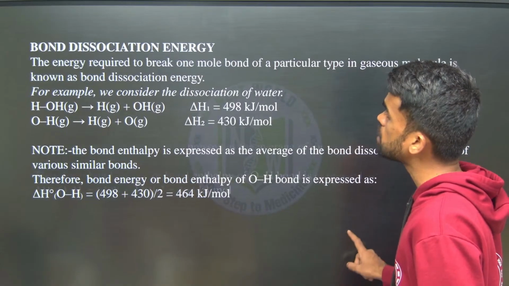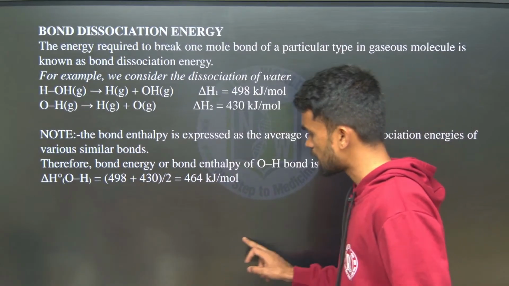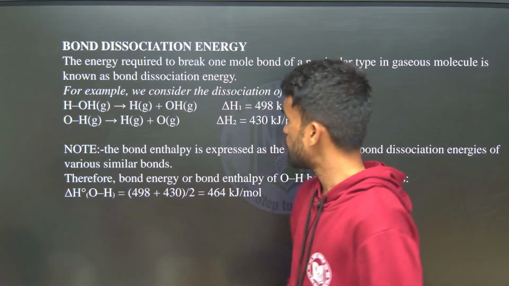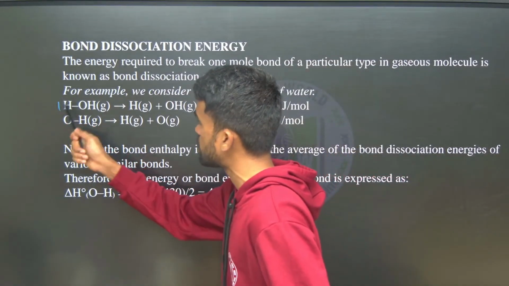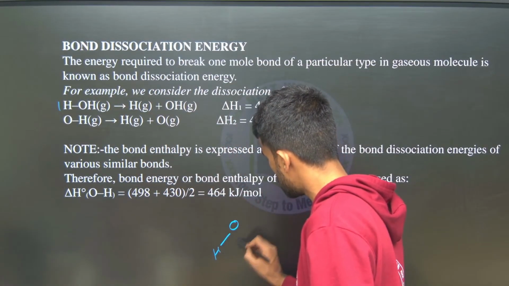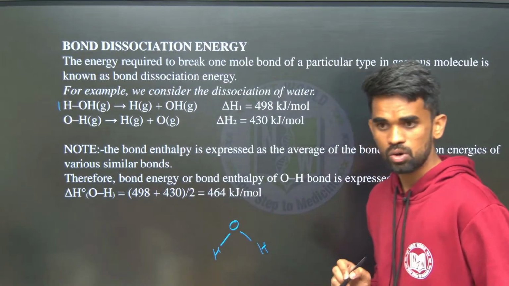Next we have bond dissociation energy. See what exactly bond dissociation energy means. You take 1 mole of any substance. So for example, 1 mole of water molecules. So 1 mole of water means it will be having this kind of bonds, O-H.